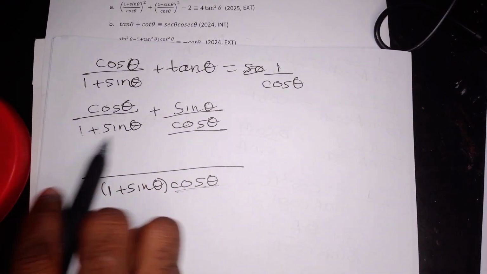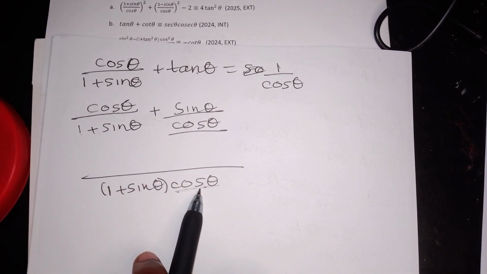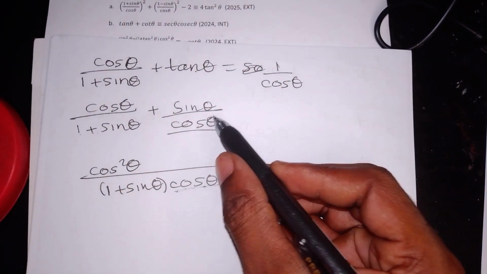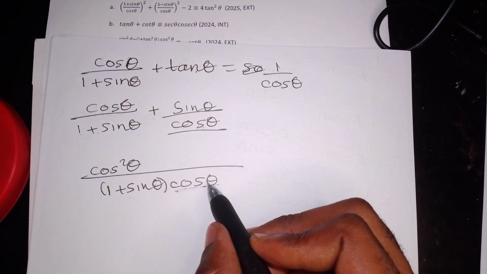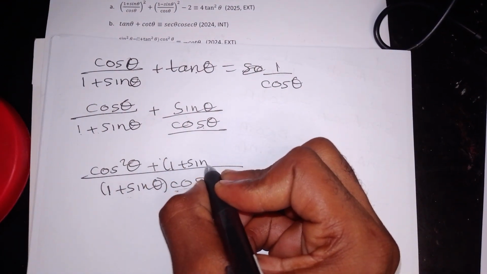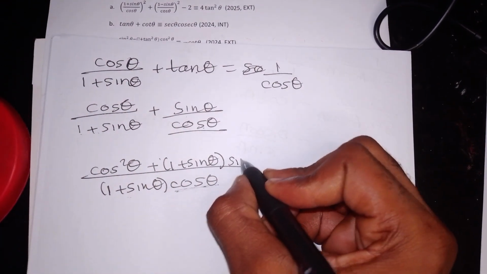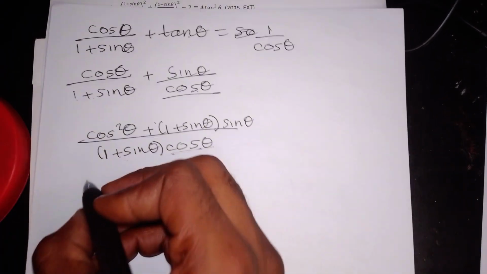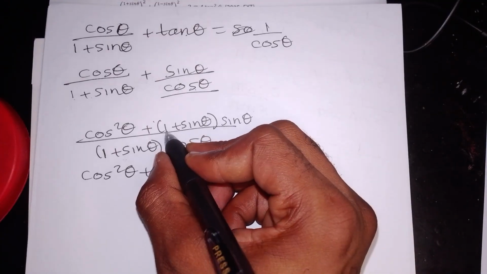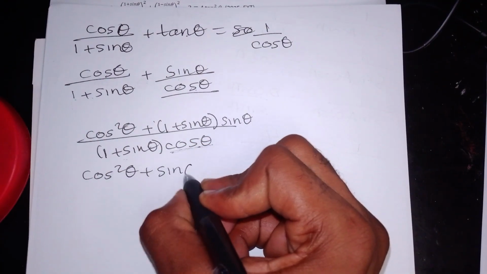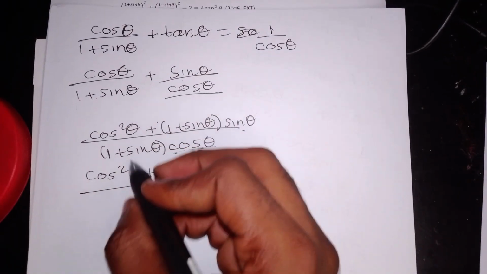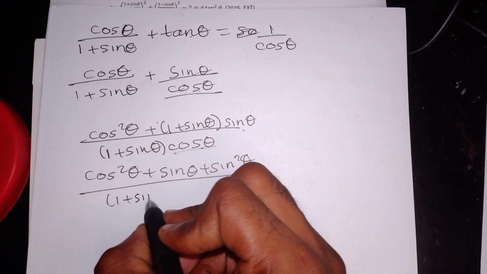So this into this, you have cos, and then when you multiply by that, this will be cos squared theta. Then cos theta into this, you have this. So this will be 1 plus sine theta multiplied by sine theta. And then you can just expand that. So this times this will be sine theta. This times this will be sine squared theta. Then everything over 1 plus sine theta.